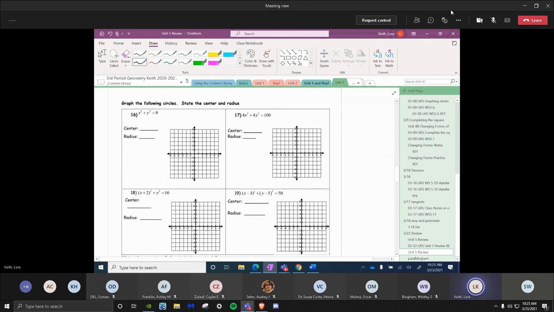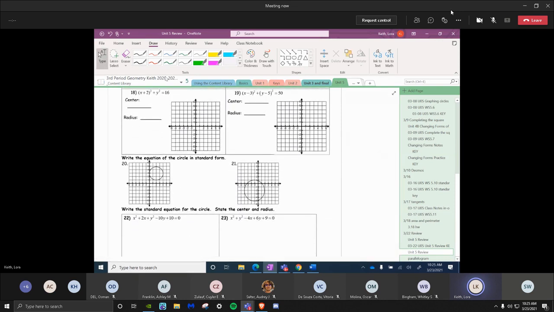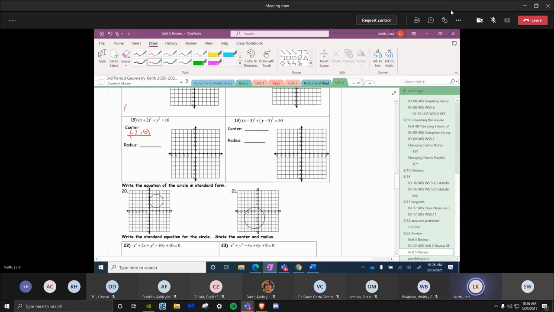Okay, so now let's try number 18. So can someone tell me what my center of number 18 would be? Yeah, so our center is -2, 0. I'm going to rewrite this equation. So x plus 2 squared plus y squared you can write as y plus 0 squared. So opposite of 2 is -2. Opposite of 0 is 0. So you get the point -2, 0. What's my radius? 4? Mm-hmm. So our radius is just the square root of this number. So the square root of 16 is 4.